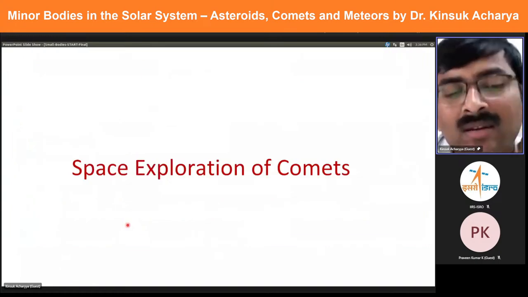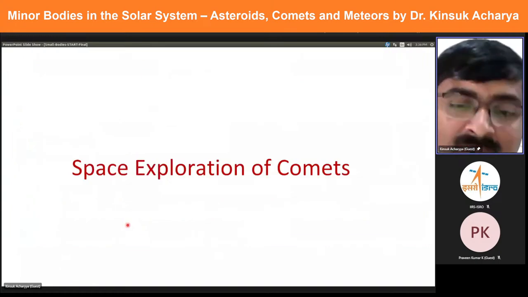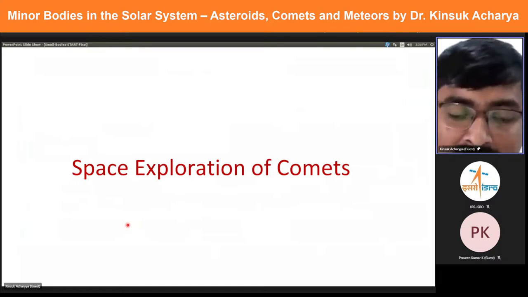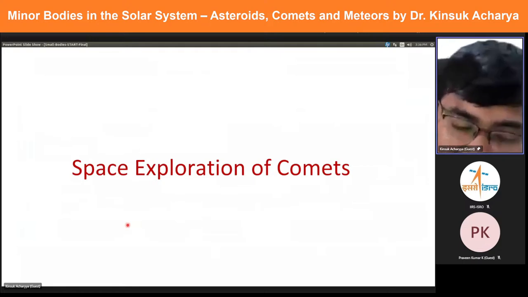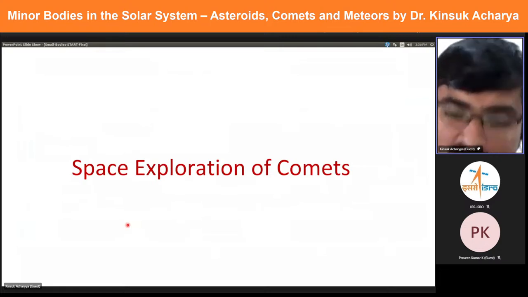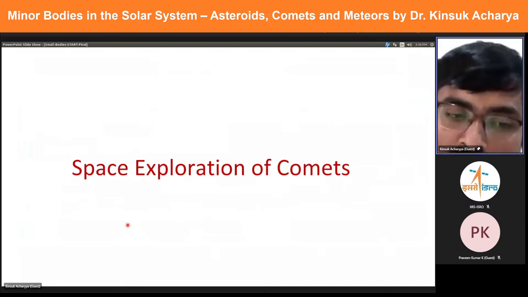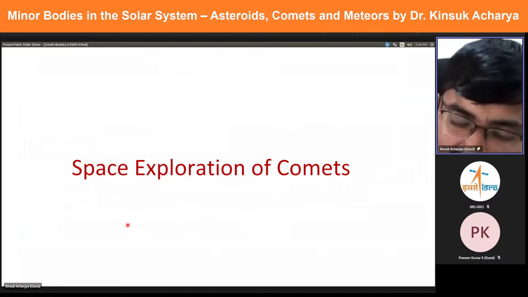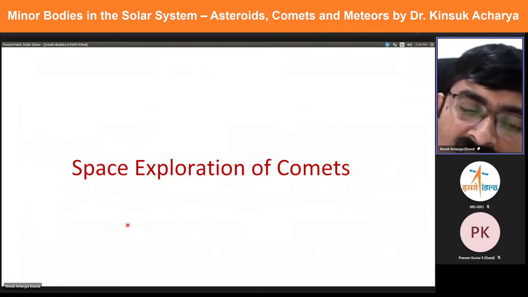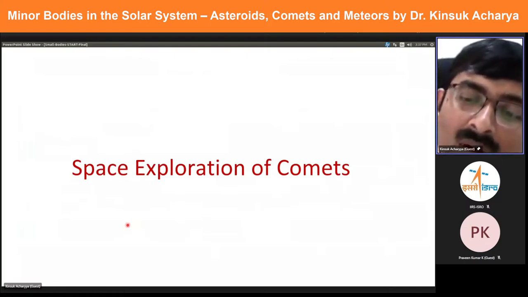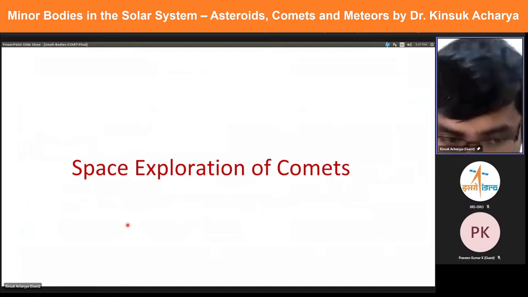Okay, so now let us talk a little bit about the space exploration of comets. Before going to that, in this slide I'll just spend a few minutes on another point: these comets can also be observed from ground-based telescopes, which I will mention towards the end of this talk. A large number of observations are gathered from ground-based observations, but these observations basically target what kind of ions are there, what kind of neutrals are coming out, and things like that.